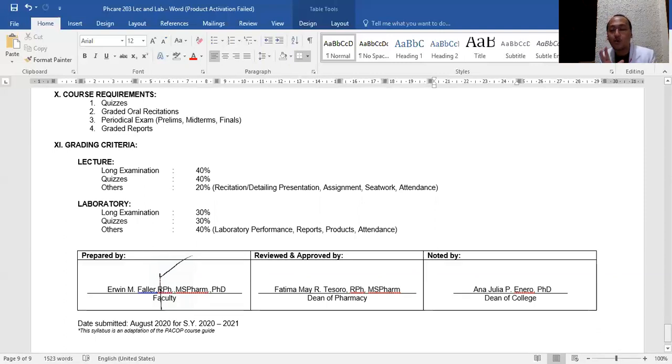So this one is about grading criteria. That will really tackle the assessment part. I think that's all for our dispensing two. I hope and I pray that you will really enjoy our class. And the enjoyment will always be there if you really participate and cooperate with the class and collaborate in this virtual environment that we have.